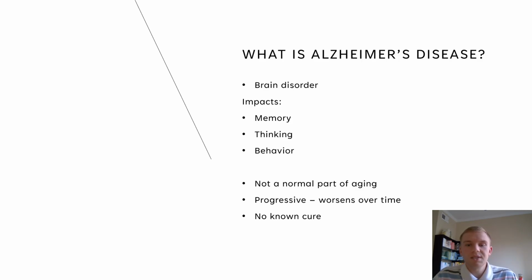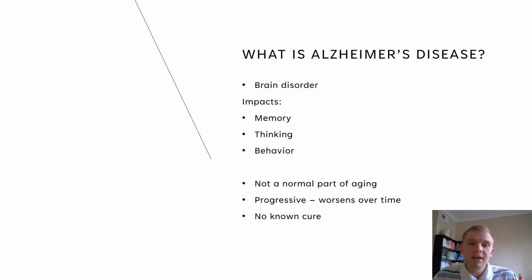So what is Alzheimer's disease? Primarily, it is a brain disorder that impacts memory, thinking, and behavior. And I'll go into a little bit more specific on how it does that and some more of the impacts that Alzheimer's disease has. But I want to emphasize right now that this is not just normal aging. This isn't just having a memory take a little bit longer to remember or things like that. It's a little bit more serious than that.